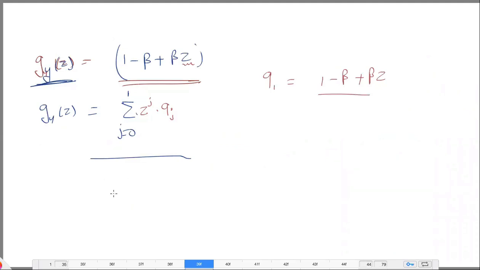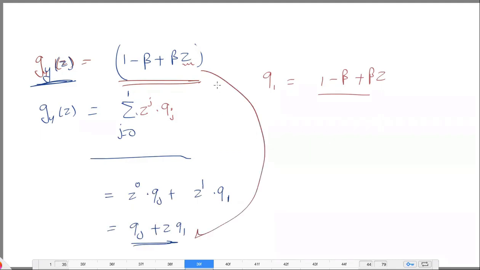So this is z power 0 into q0 plus z power 1 into q1, right? So this is q0 plus z q1. Now from here, can you find q0 and q1? Like from these two equations? Just compare these two equations to find q0 and q1.